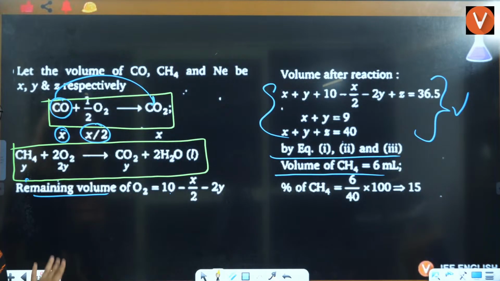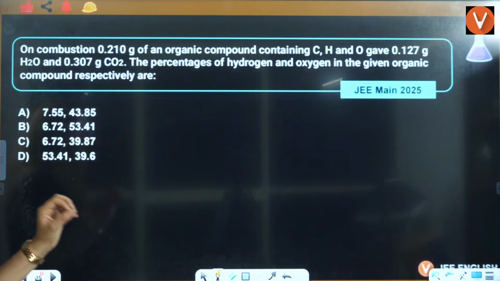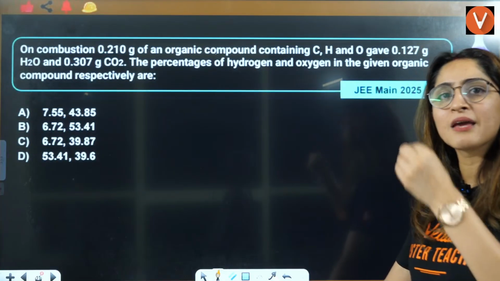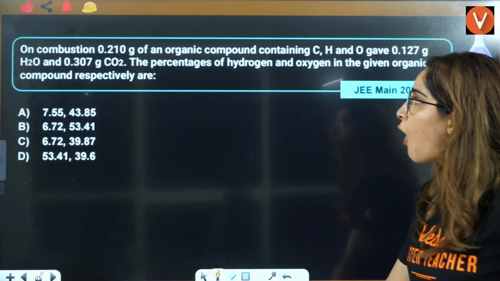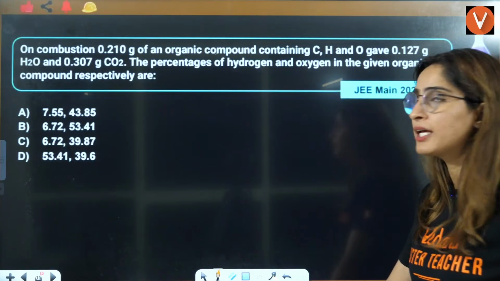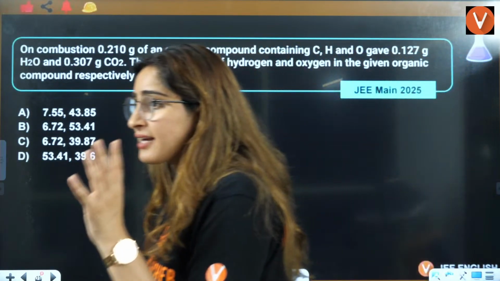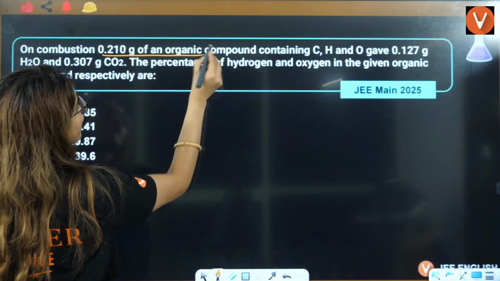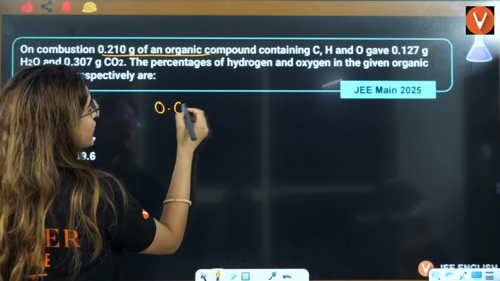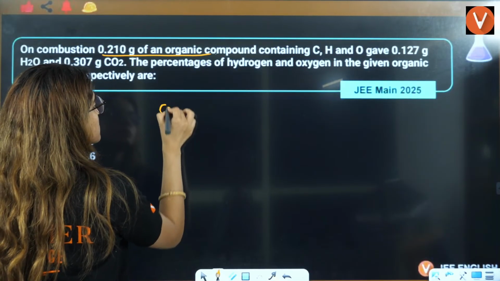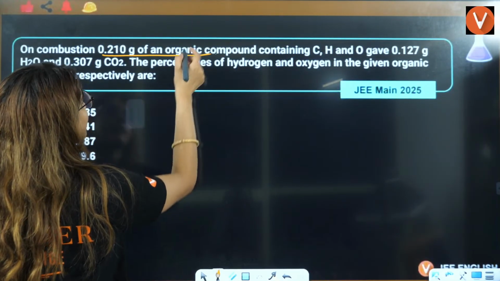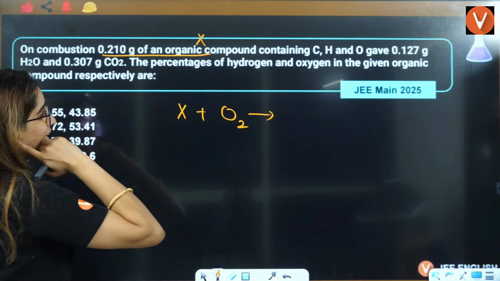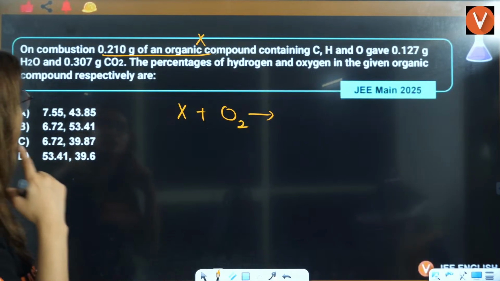Okay, that was the next question. After that, you have a JEE 2024-25 previous year question. On the same kind of question, only this is on combustion of an organic compound. Again, you have to understand this question, as every single question will be different. So on combustion of this much of an organic compound containing C, H and O, I am taking this organic compound as X. X plus O2 gave this much CO2 and this much H2O.